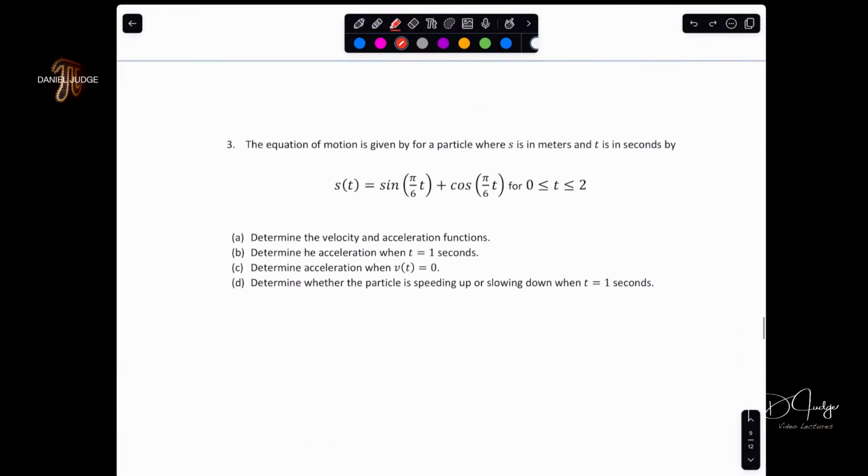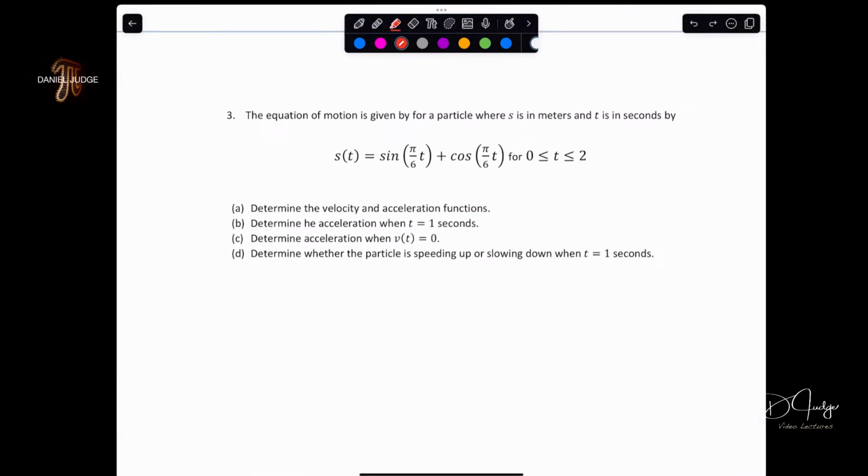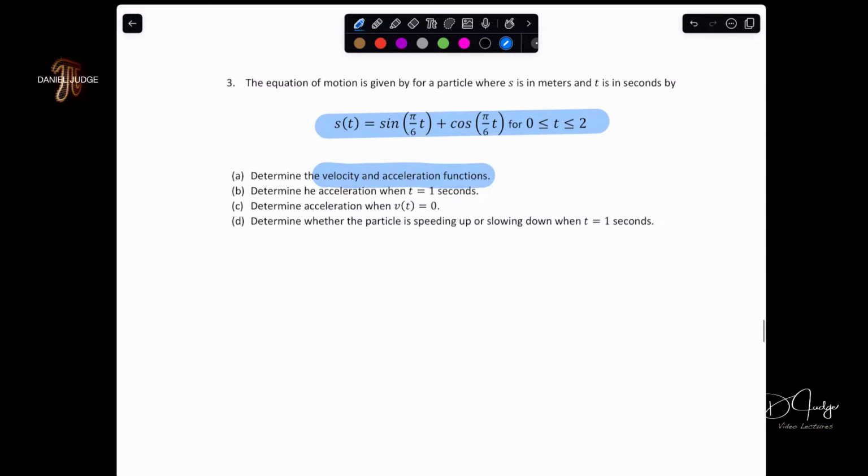All right, let's try question 3. The equation of motion given for a particle is measured this way. This is another good kind of question. Notice they're giving you a position function again, but they want velocity and acceleration. Let's try to find that out. Velocity is the derivative of that position function.